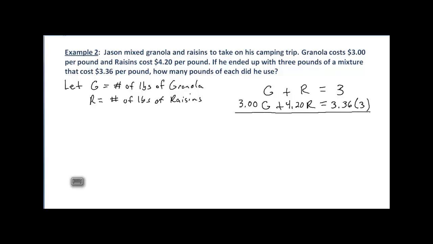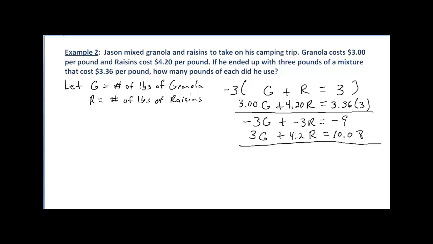Now what we're going to do is solve the system. You can solve it either using substitution or you can solve it using elimination. And I'm going to go ahead and use elimination. So the first thing that we're going to do is determine which variable we're going to eliminate, and I'm going to eliminate the G. So since the G in the second equation has a coefficient of 3, I need the G in the first equation to have a coefficient of -3, so I'm going to multiply that whole equation by -3. So I'm going to multiply the first equation by -3, and then I'm just going to copy down the second equation.